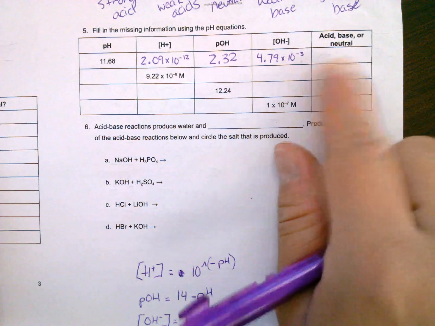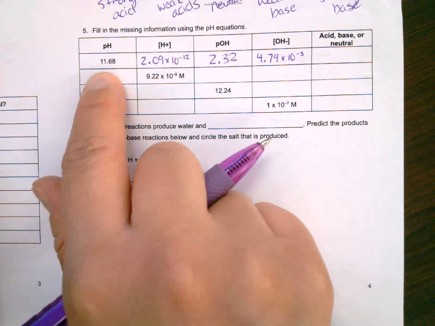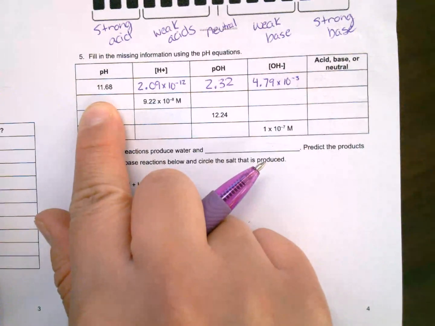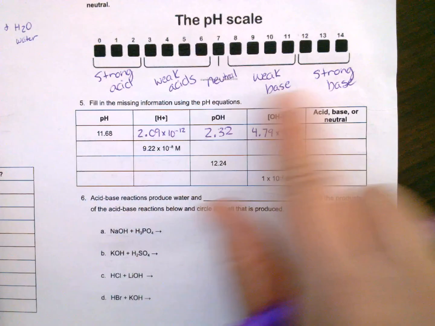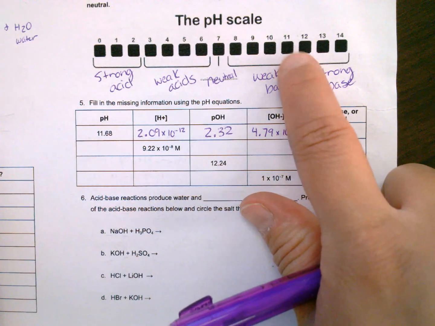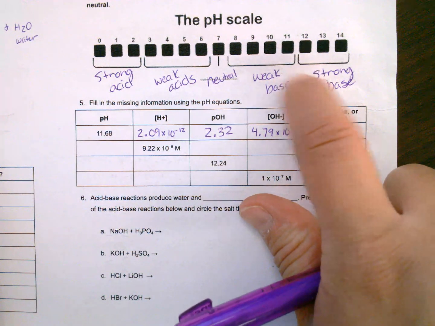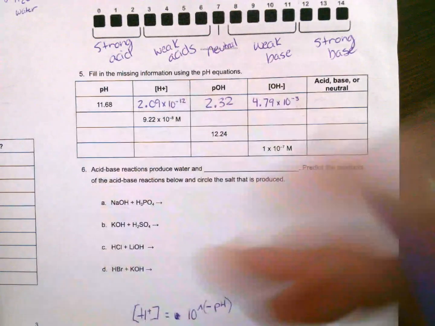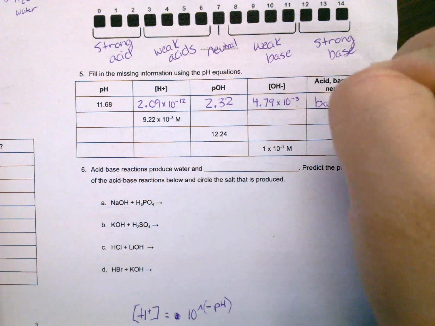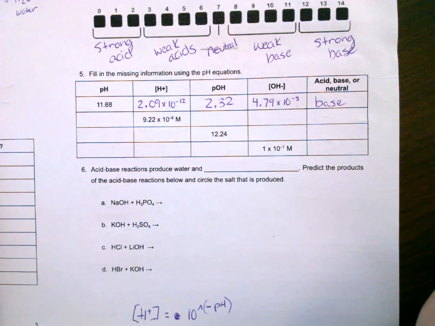And is it an acid or a base? Let's base it off our pH, 11.68. 11.68 will be somewhere right here, right in the middle between weak or strong base. So let's just call that a base.